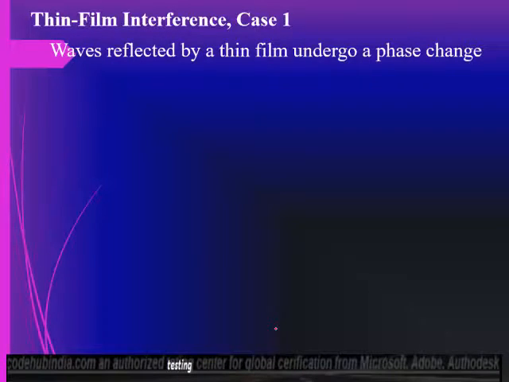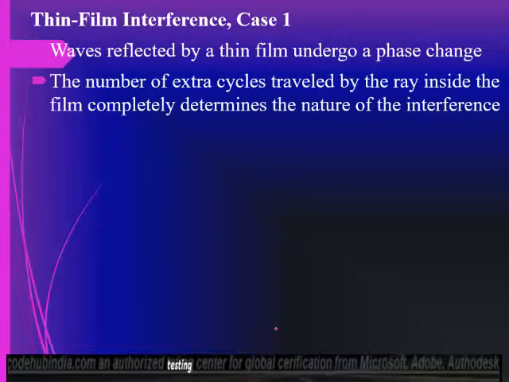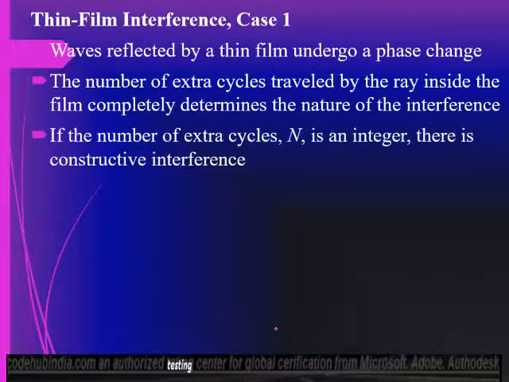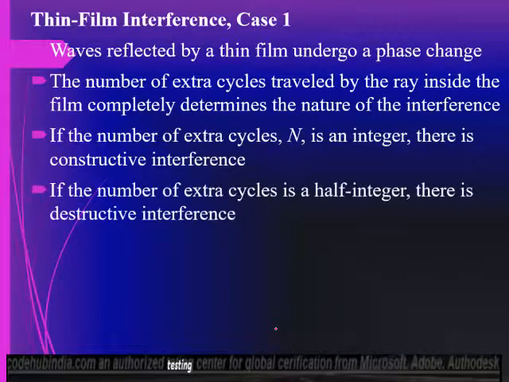Waves reflected by the thin film undergo a phase change. The number of extra cycles traveled by the rays inside the film completely determines the nature of the interference. If the number of extra cycles n is an integer, there is constructive interference. If the number of extra cycles is a half integer, then it is destructive.